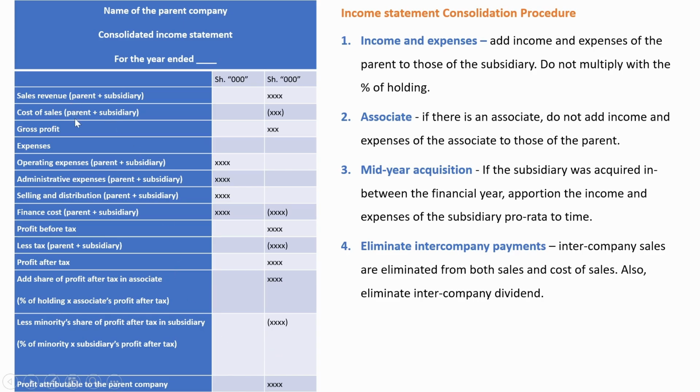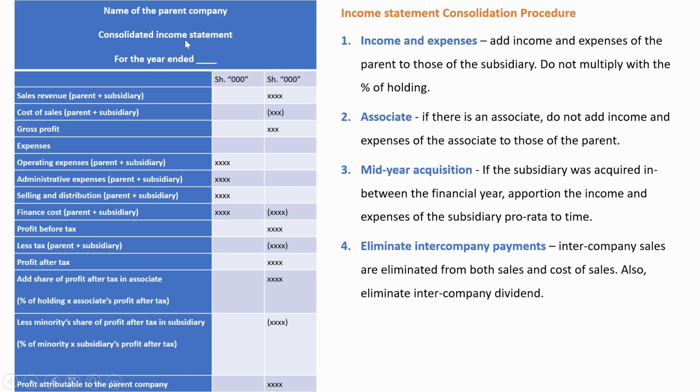So as you can see, the format is the same as any other income statement, but here, if it is sales revenue, you take the parent's sales revenue, you add to subsidiary's sales revenue, you do the same with the cost of sales, you do the same with all the expenses, but once you have profit after tax, you are going to add share of profit after tax in associate. So remember in step 2, we said we don't consolidate income and expenses of the associate to those of the parent.